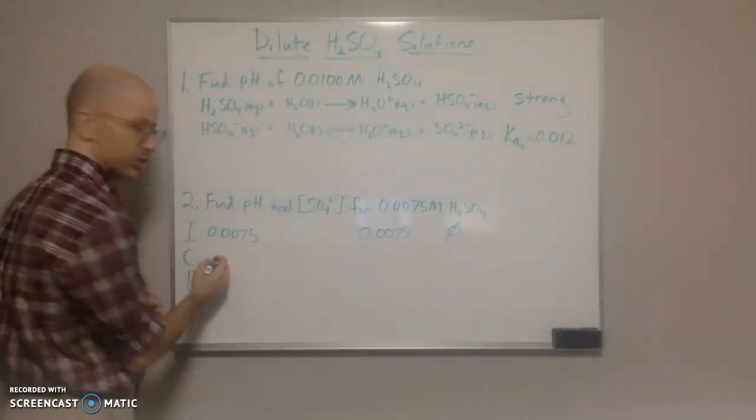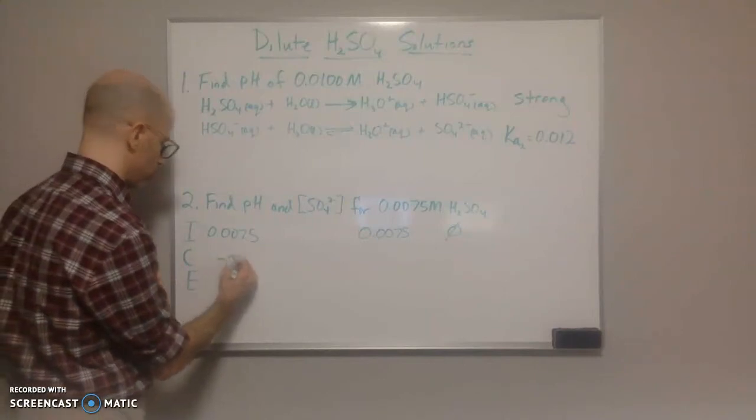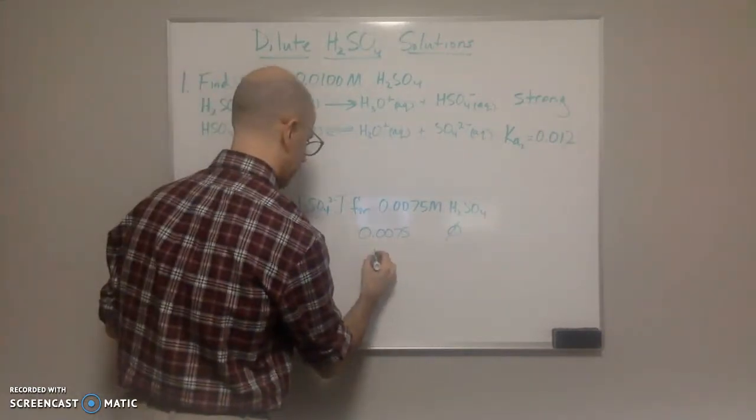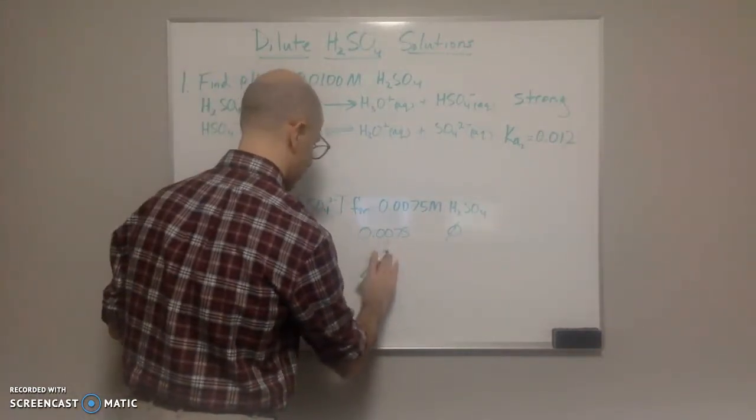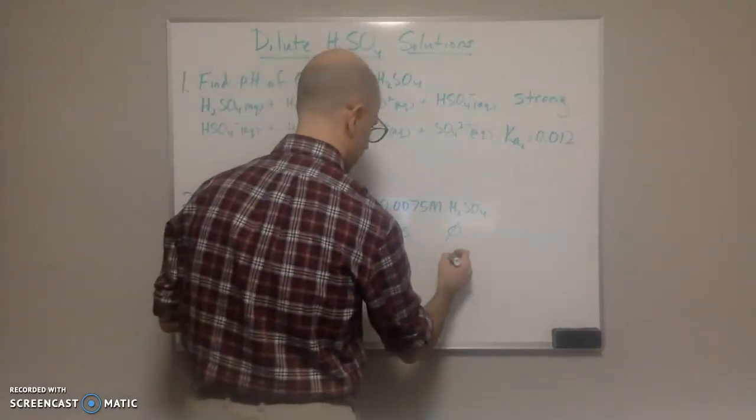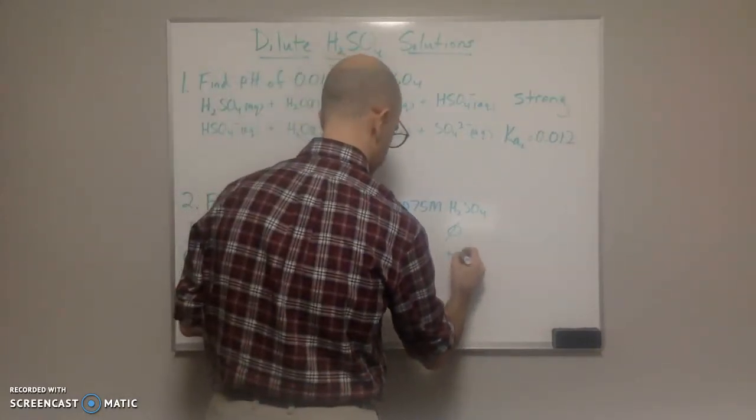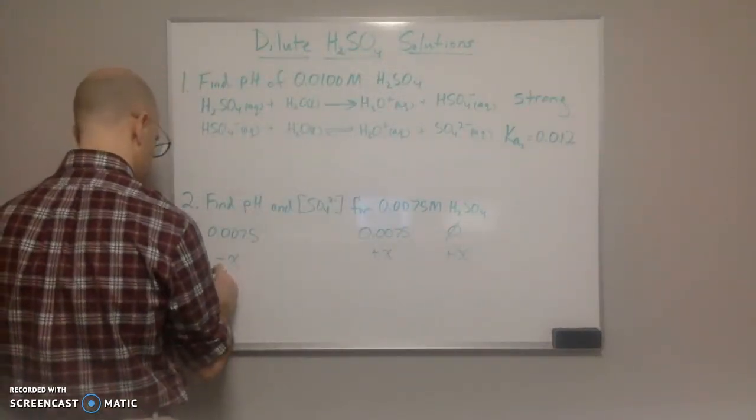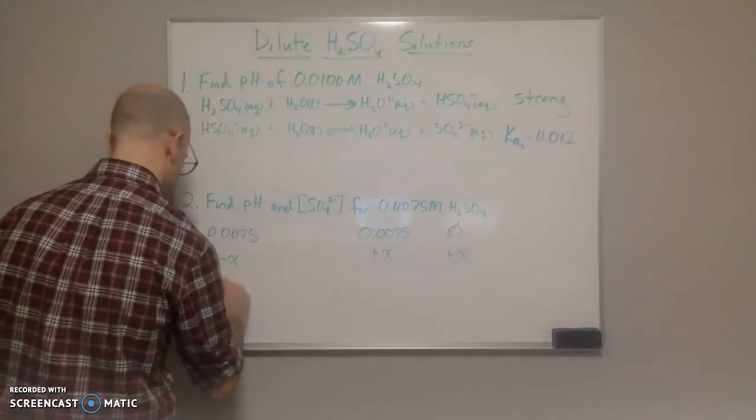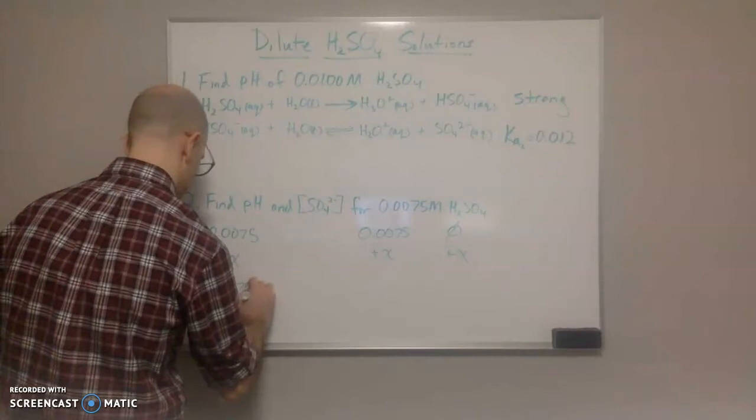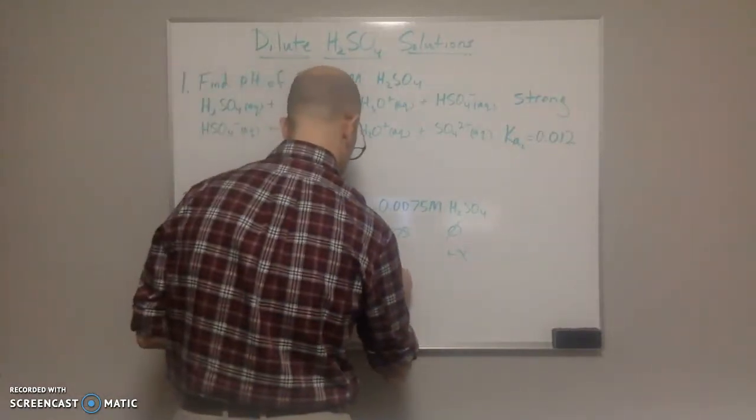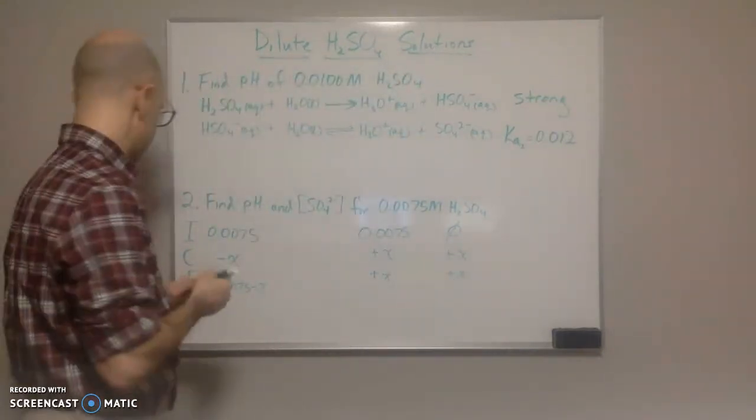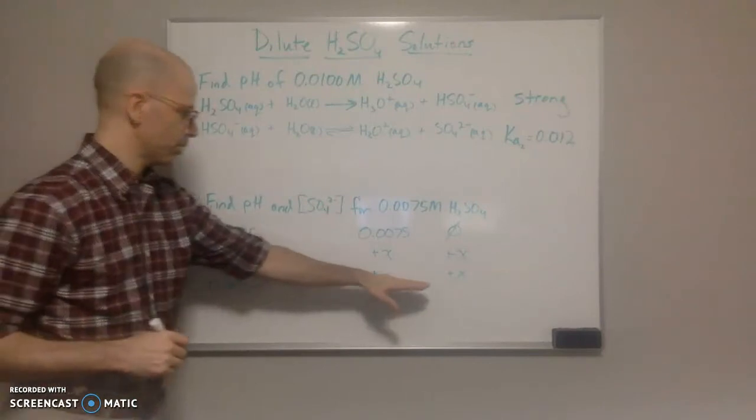Now we're going to find the change. We're going to lose some of our acid here, and we're going to gain some more hydronium ion, so that'll be a plus X. And then we're going to gain some of our sulfate, which is also a plus X. Then we add these together to get our equilibrium expressions: 0.0075 minus X, plus X, and plus X.